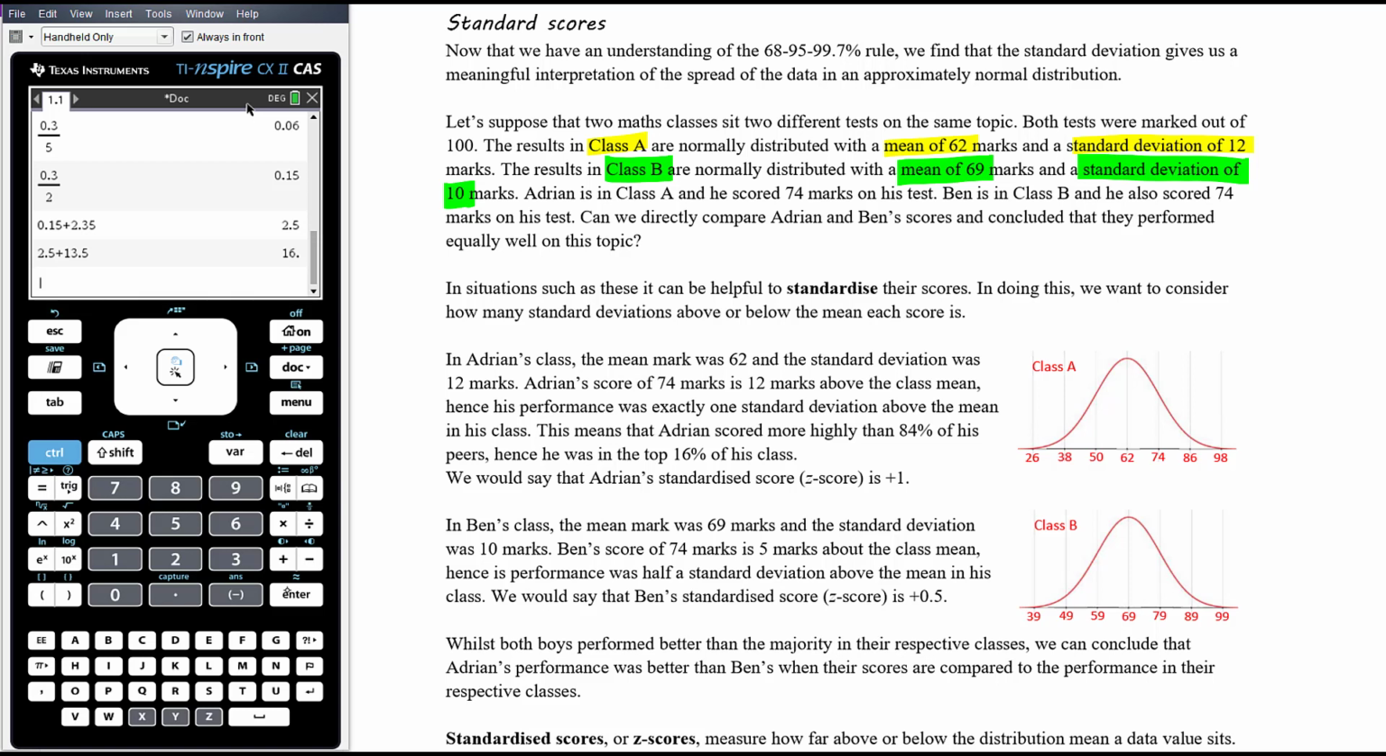We can't refer to half a standard deviation above the mean, so we can't get a percentage value, but we know that he's not as high up, relatively speaking, in his class as Adrian is. So whilst both boys performed better than the majority in their respective classes, we can conclude that Adrian's performance was better than Ben's when their scores are compared to the performance in their respective classes.